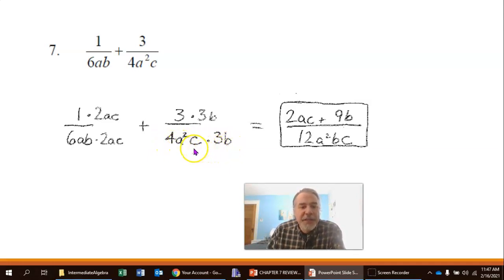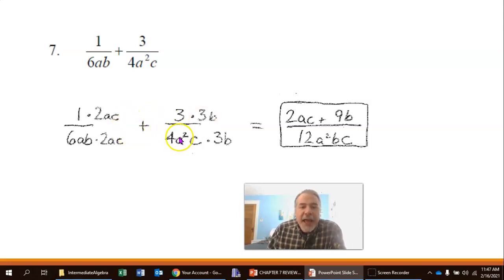squared bc. Now that both denominators are the same, and when I multiplied the denominators, I had to multiply the numerators by the same thing. So the first numerator, 1, got multiplied by 2ac, so that's 2ac. The second numerator, 3, got multiplied by 3b, so that's 9b.